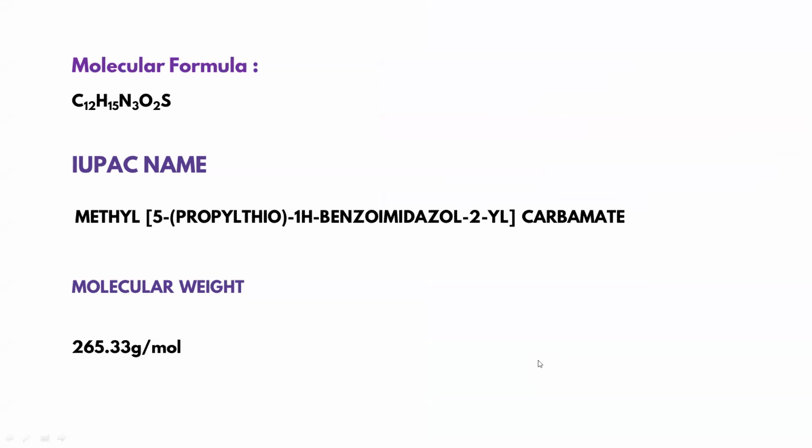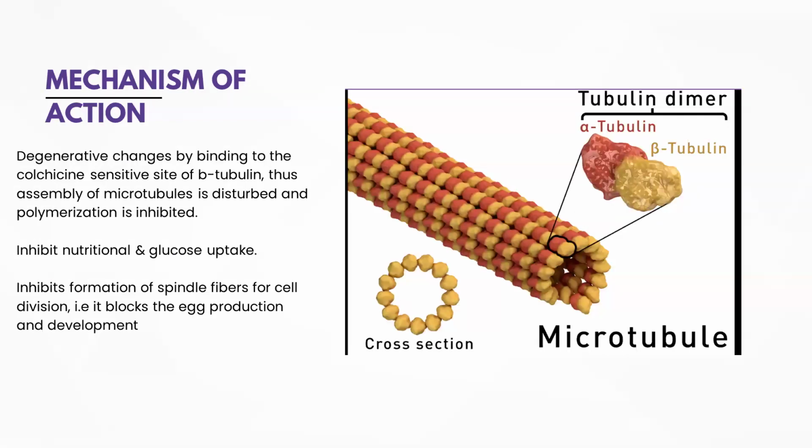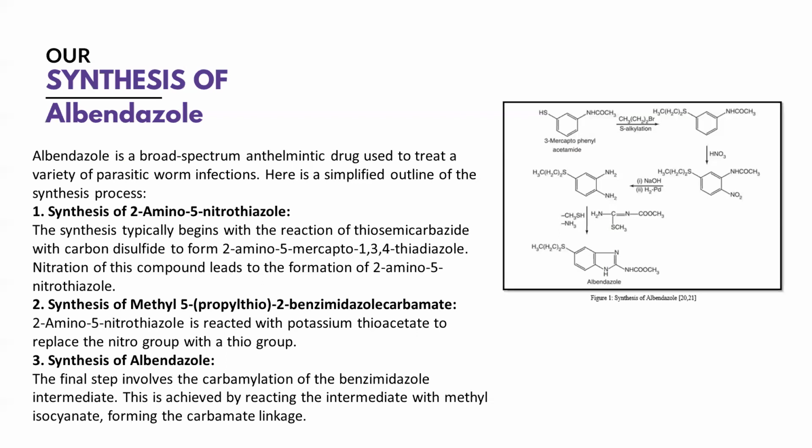This is the molecular formula, IUPAC name, and the molecular weight of albendazole drug, which is 265.33 gram per mole. And this is the synthesis of albendazole. It is synthesized from 2-amino-5-nitrothiazole, then synthesis of methyl 5-propyl thio 2-benzimidazole carbamate, and then synthesis of albendazole.